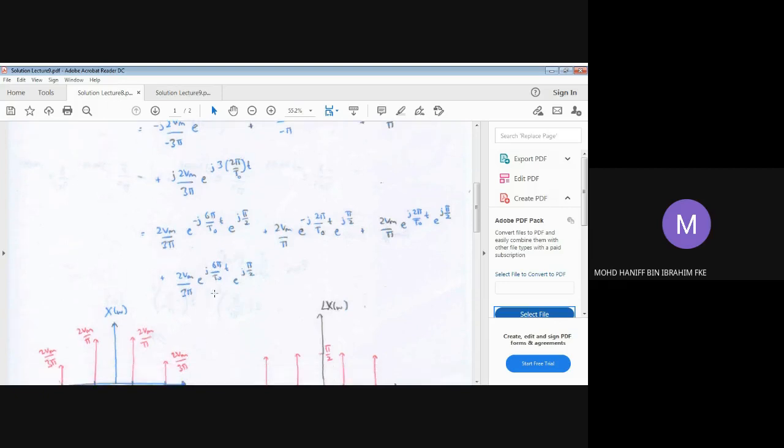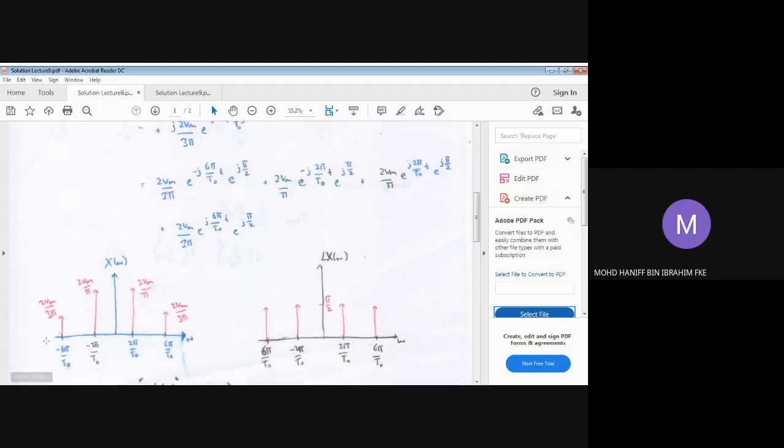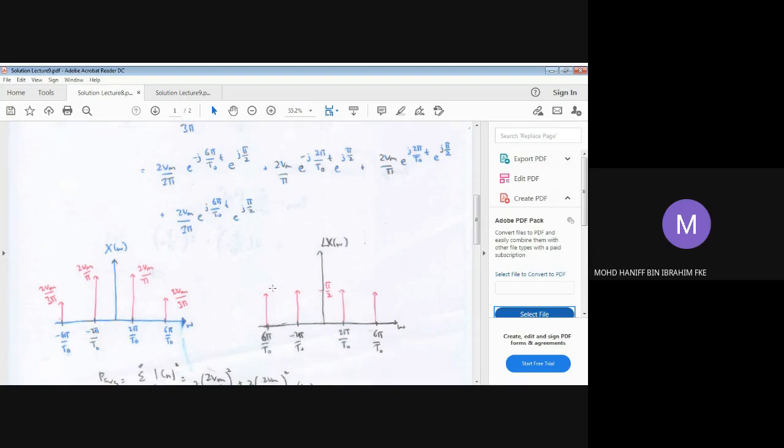And based on that, we can sketch the spectrum based on the frequency values. So there should be 4 frequency values here, starting from negative 3 omega naught up to positive 3 omega naught, and we have this amplitude spectrum with the respective amplitude values. And also remember that we have the phase. For instance, let's say for negative 6 pi over T naught, your phase is pi over 2, and the rest will follow. So in the end, the phase spectrum should look like this.